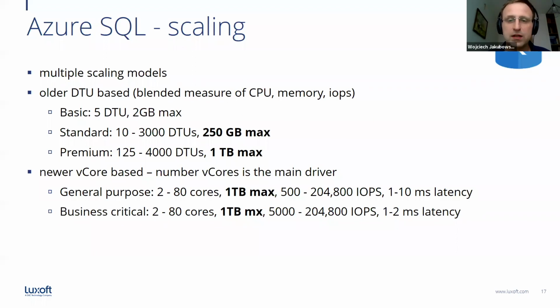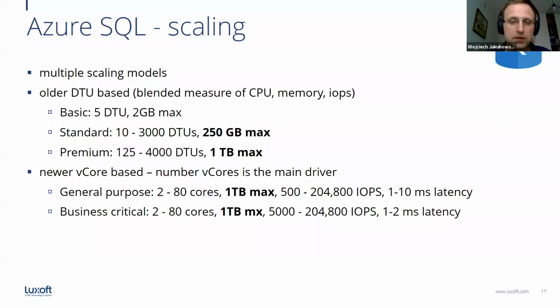In terms of scaling, there are two major models for Azure SQL. The older one is DTU based, and DTU is a blended measure of CPU, memory, and I/O operations per second. And there are three major tiers for that model: basic, standard, and premium, with different characteristics, as you can see on the slide.